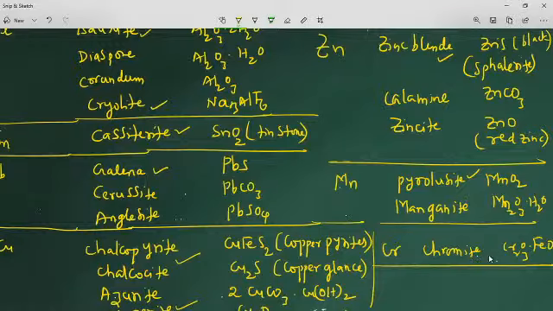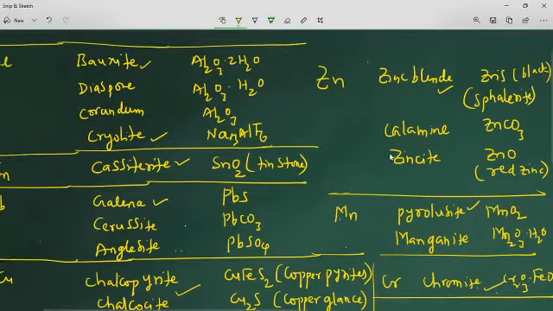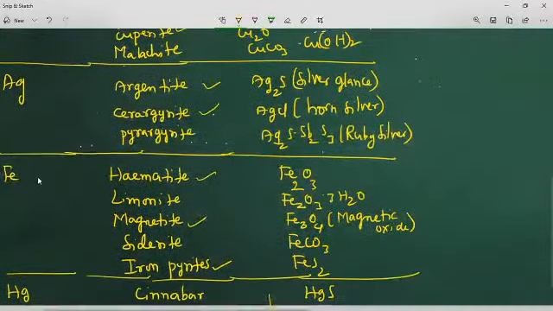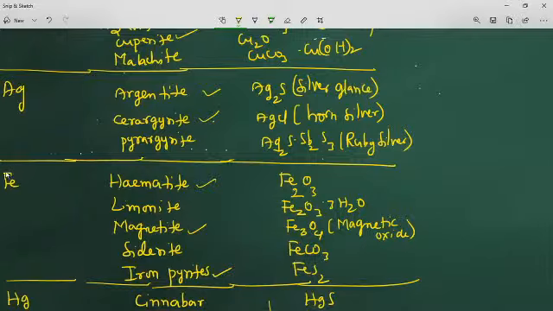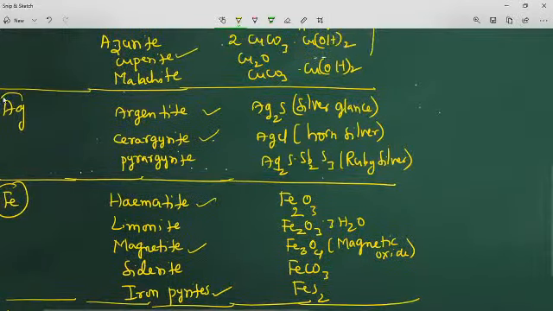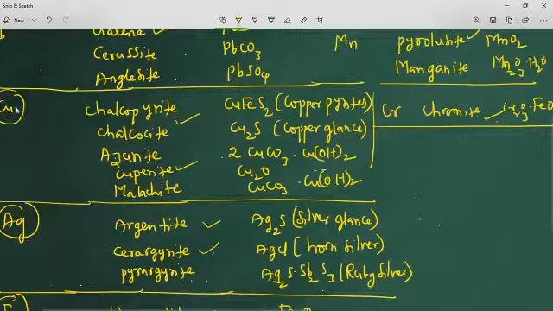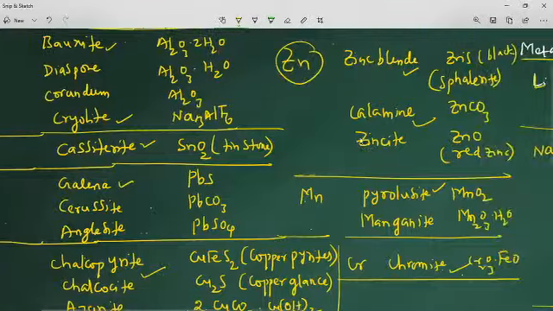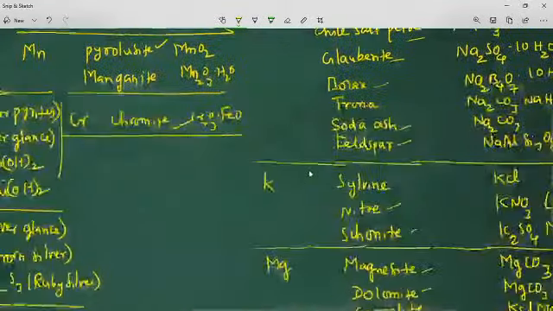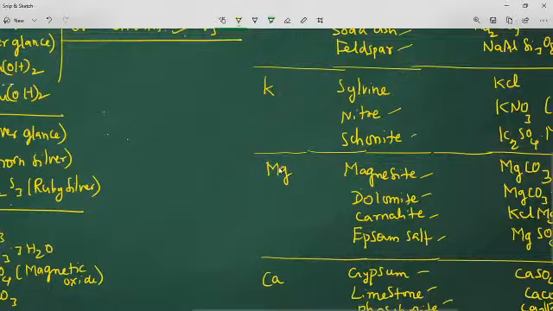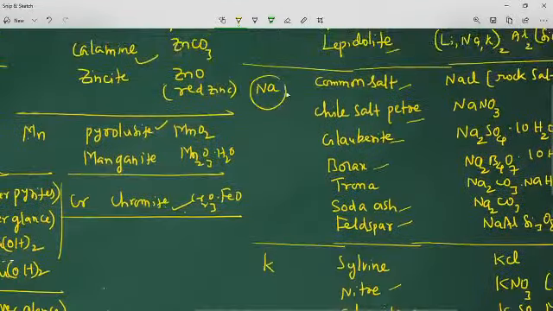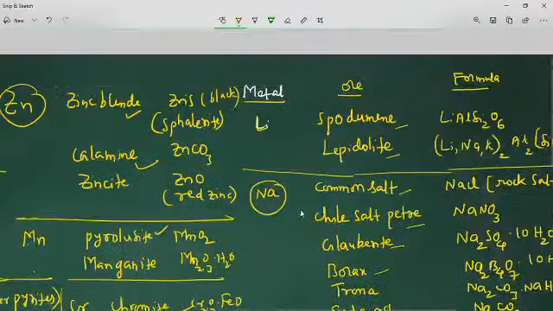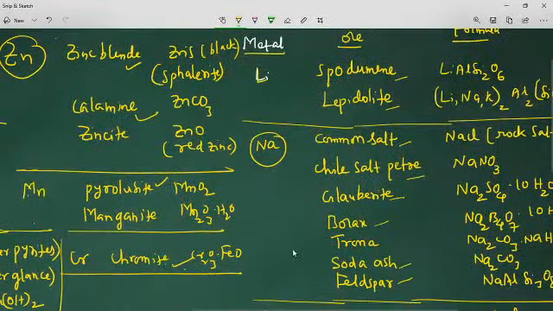So these are the important ores. Chromite ore is important for chromium. For zinc, we have zinc blende and calamine, both are important. And the rest of the others I have told. Iron, I have told they are important. So in this metallurgical operations chapter, we will discuss iron extraction, silver, copper, even zinc extraction, as well as some of the alkali metals like sodium and magnesium.